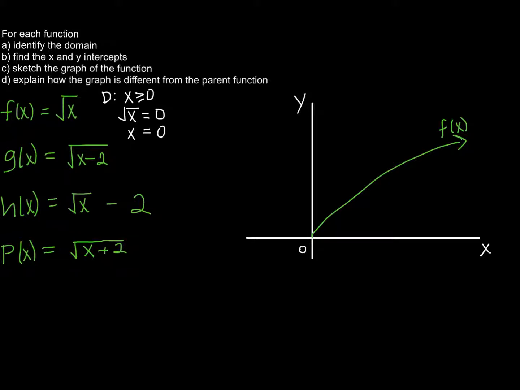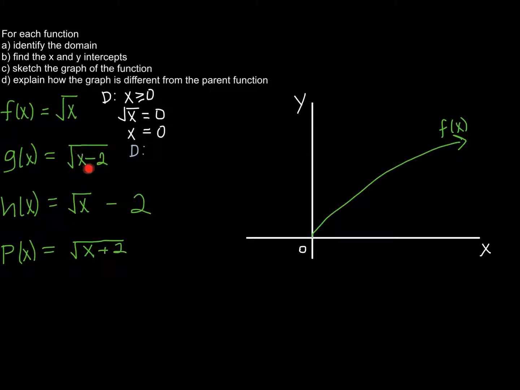Let's take a look at g of x. I'll use a different color. First off, let's think about the domain. Well, the domain are going to be all the x values that will keep my radicand positive. So what would make this radicand negative? Well, let's think about it. If we had 0, we'd have 0 minus 2. That wouldn't work. If we had 1, we'd still have negative in our radicand because 1 minus 2 is negative.